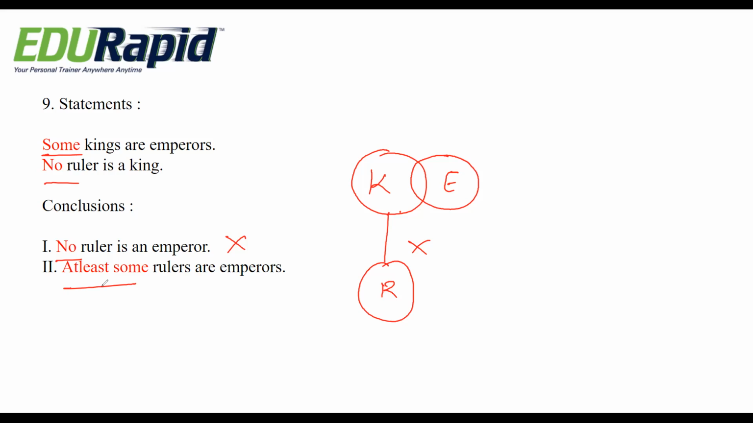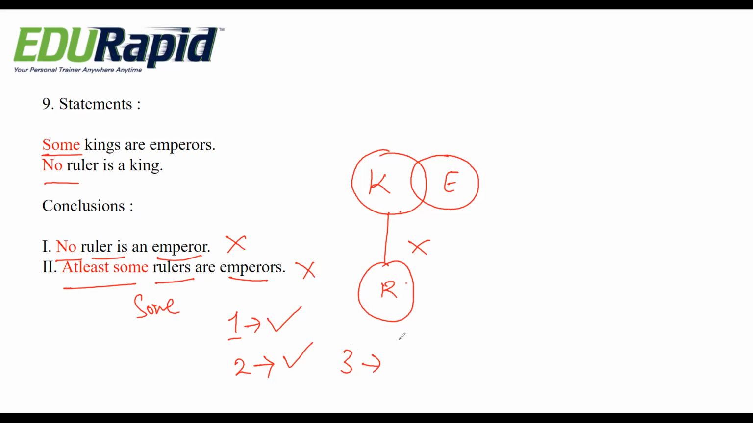Second conclusion: at least some rulers are emperors. This is also wrong, because some means both these circles are connected to each other, and it is not connected. So let me check the either-or case. First condition: both conclusions must be wrong. Yes, both conclusions are wrong. Second condition: entities should be the same. Ruler, emperor, ruler and emperor. Yes, the entities are the same.